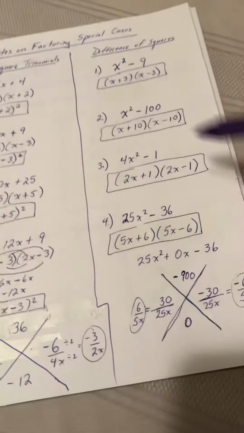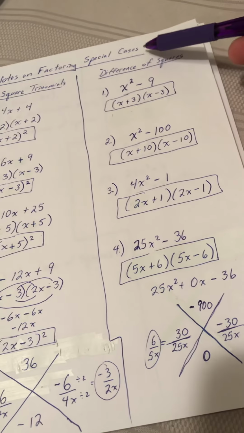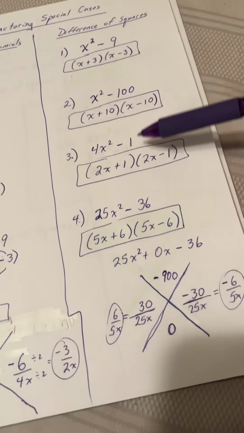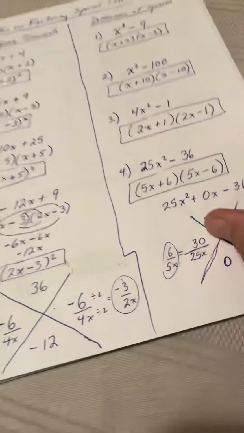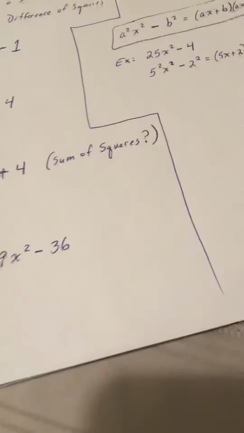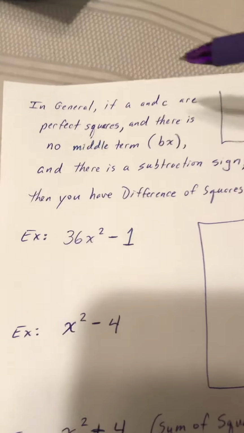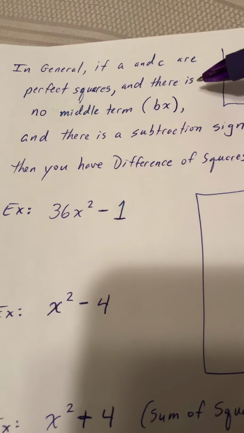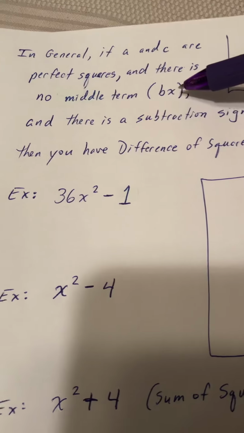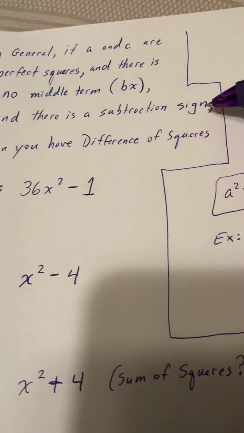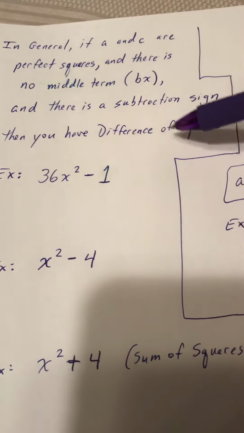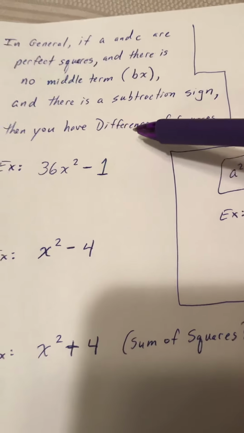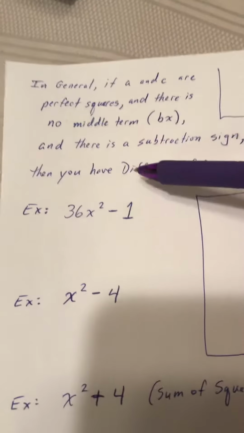The idea with special cases again is you don't need to do this down here. If you know the pattern, it is very simple to factor. All right, now the general formula looks like this. And we're almost done here. In general, if a and c are perfect squares and there is no middle term, bx, and there is a subtraction sign, then you have difference of squares. Remember, difference means minus, means subtract. That's why it's called difference of squares.